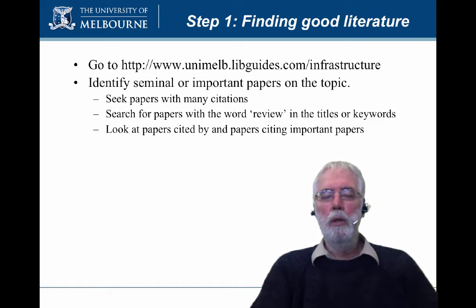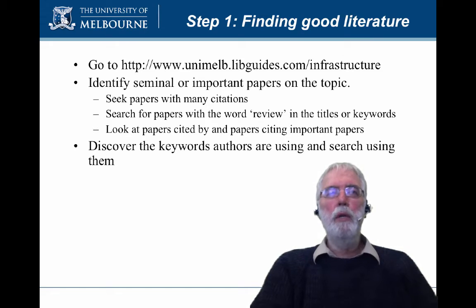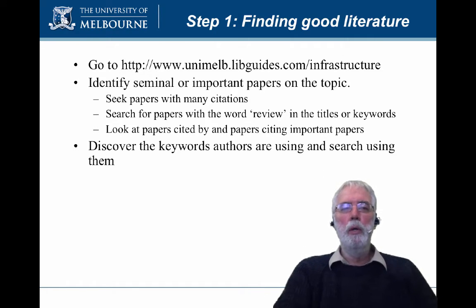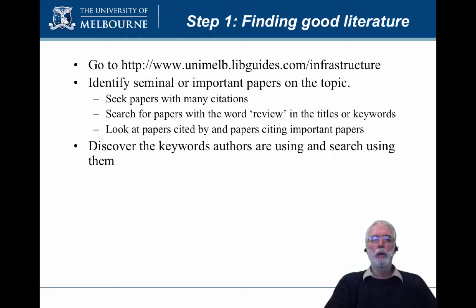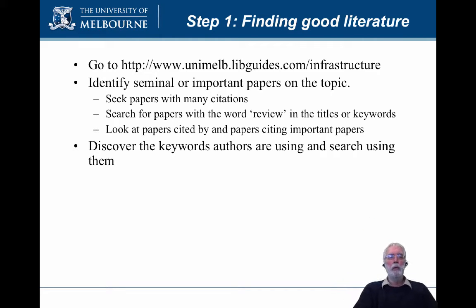So using the list of references and citations is an important way to expand your literature review. As you begin to find a few papers, you can discover the keywords that authors in this area are using and then use those to expand your search. Often the technical language that's used may not be familiar to you, so use words out of the title and other keywords from papers to expand your search.